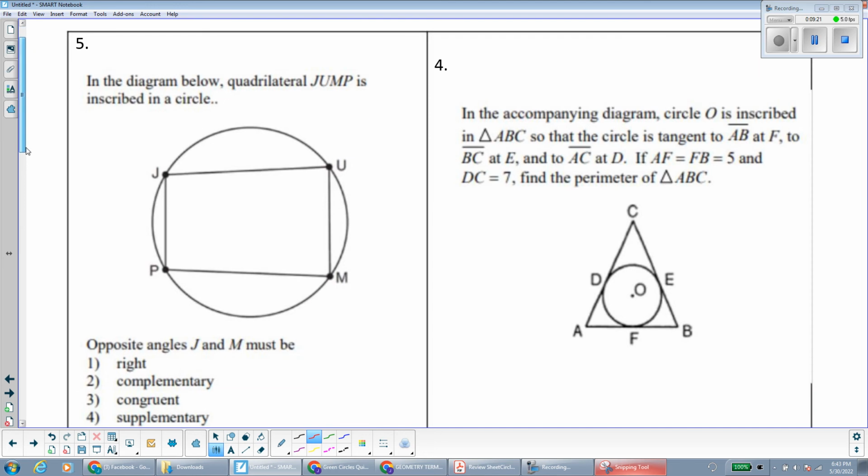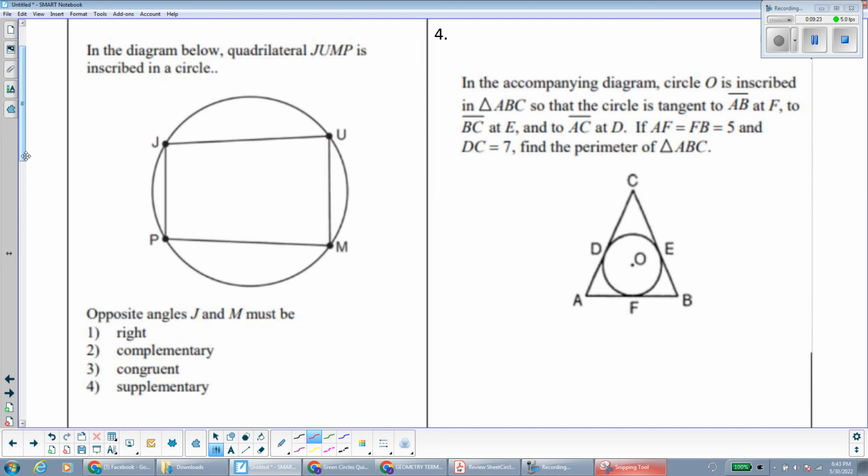Okay. Number 5 is pretty easy. Whenever we have a quadrilateral that is inscribed in a circle, we have a special name for that. That's called a cyclic quadrilateral. And one special property of cyclic quadrilaterals is that their opposite angles are supplementary. So any two opposite angles in any cyclic quadrilateral, and any quadrilateral inscribed in the circle, are going to be supplementary. So that's J and M will be supplementary to each other. P and U will be supplementary to each other.